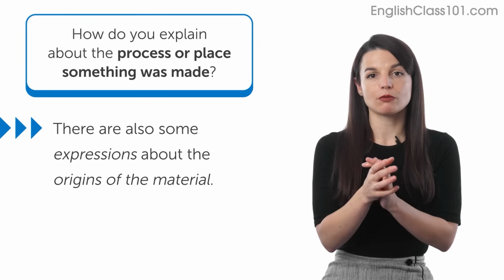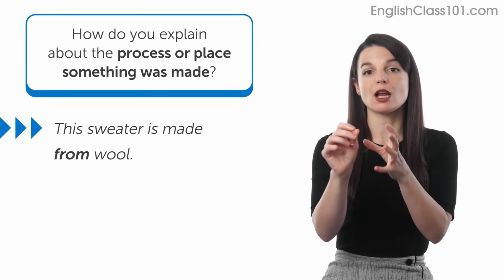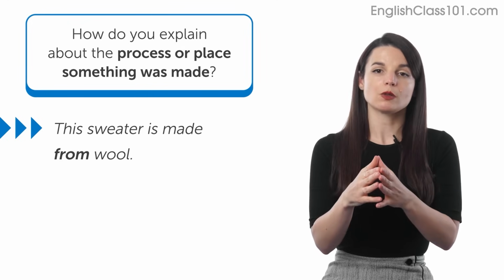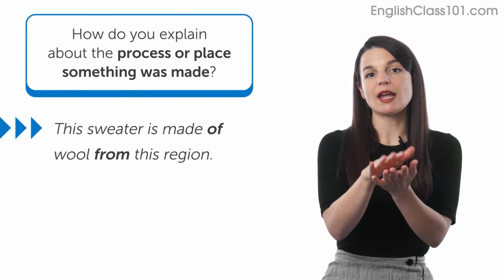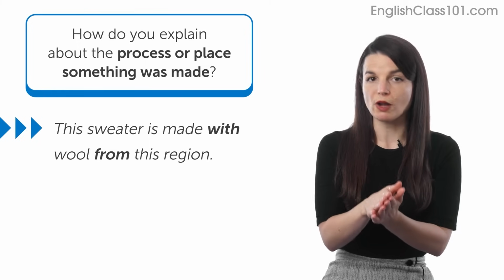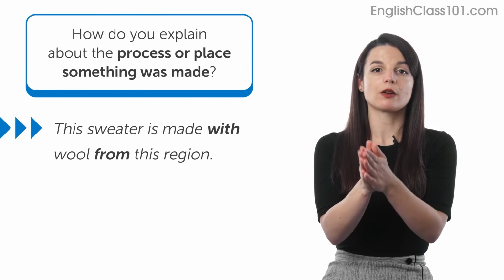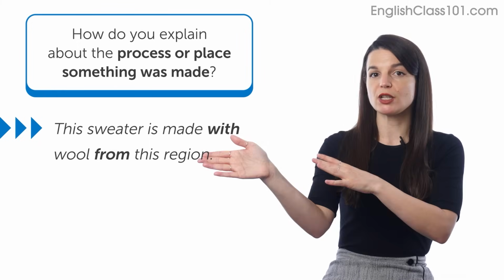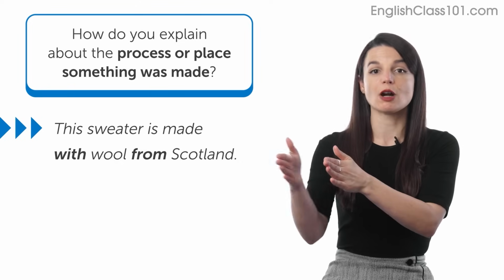So I talked about before using that this sweater is made of wool, right? When we do this, we can say, this sweater is made of wool from region. You might also hear people use with in this pattern. This sweater is made with wool from region. So this sweater is made with wool from Scotland.